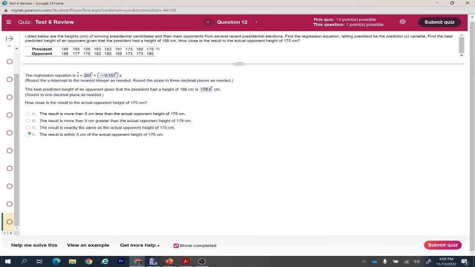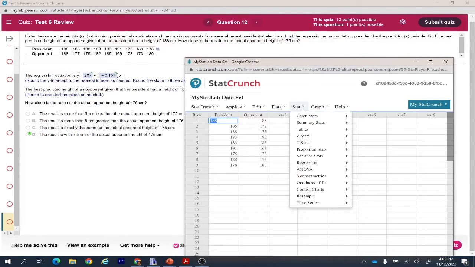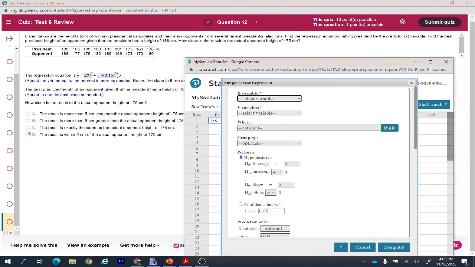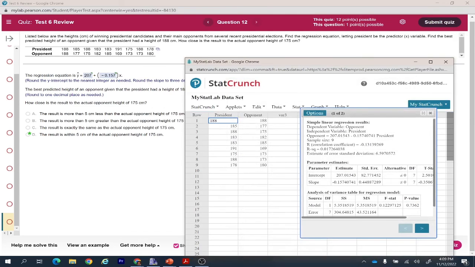The last problem is very similar to the previous problem. There is a regression line you need to find. The answer is already given. Just copy, open in StatCrunch, and then choose Regression, Simple Linear. President is supposed to be x, opponent is supposed to be y. Compute it, and it gives you opponent equals 207.0154, round it to the nearest integer, which is 207, and then the slope is negative 0.157, as you can see here.